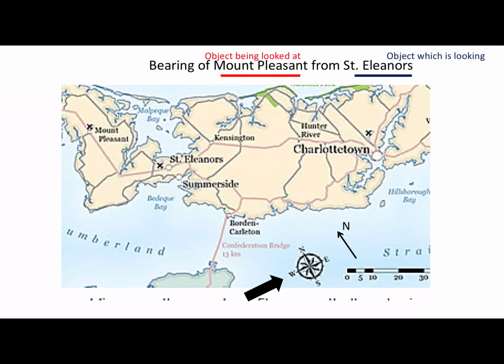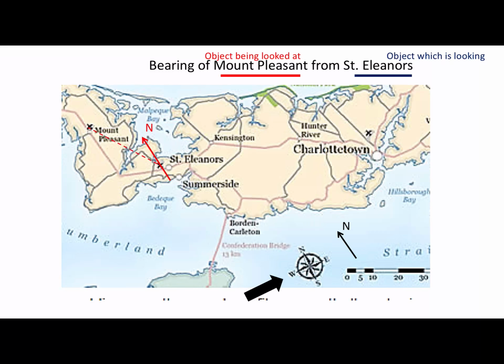This is St. Eleanor's. So at St. Eleanor's, you draw the north line. Make sure it's parallel to the north direction given at the bottom part of the map. So it'll be something like this. Then, line of sight. Draw a line connecting Mount Pleasant and St. Eleanor's.